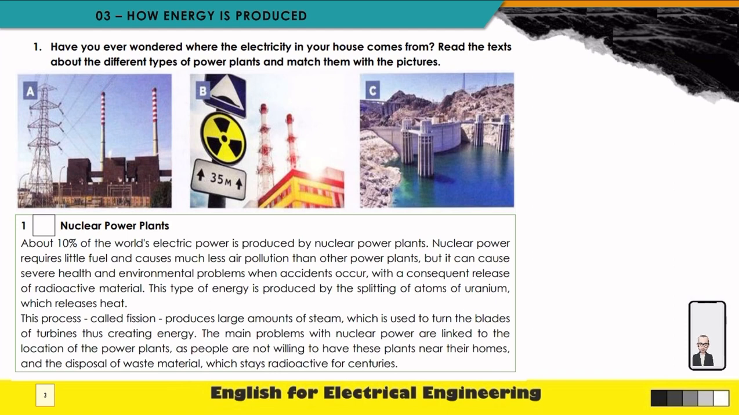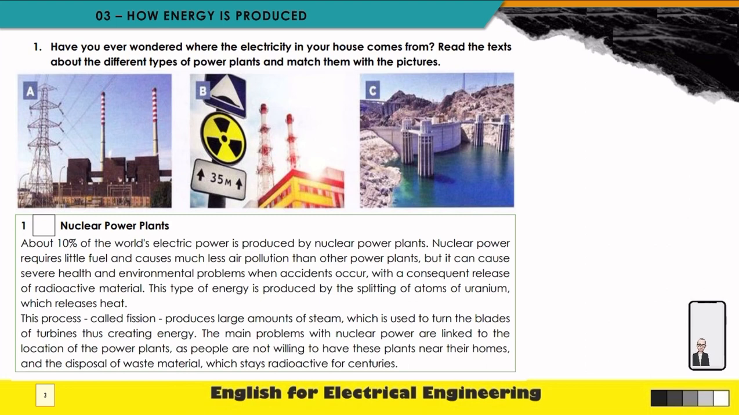This type of energy is produced by the splitting of atoms of uranium, which releases heat. This process, called fission, produces large amounts of steam, which is used to turn the blades of turbines, thus creating energy. The main problems with nuclear power are linked to the location of the power plants, as people are not willing to have these plants near their homes, and the disposal of waste material, which stays radioactive for centuries.